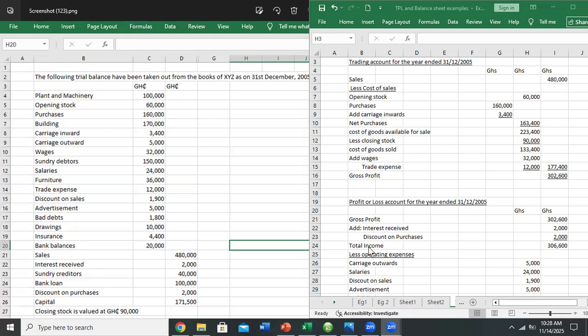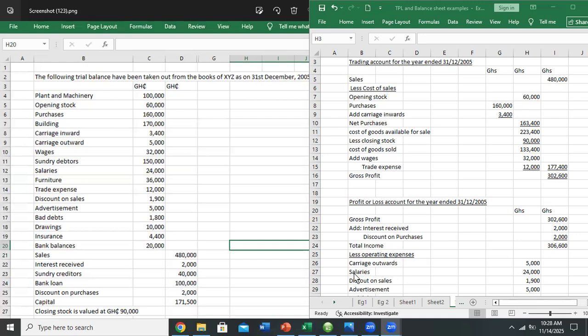But for things like this, I think I spoke about the carriage outwards. Salaries, for instance, whether you sell goods or not, in as much as you have workers, you have to pay them salary. So you cannot directly trace salaries to your trading activity. That is why we look at separating this.